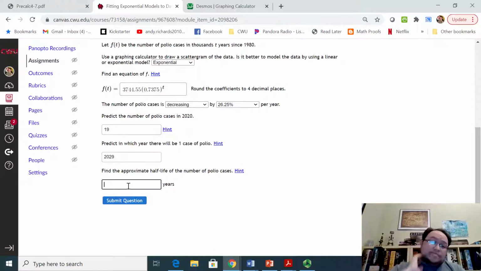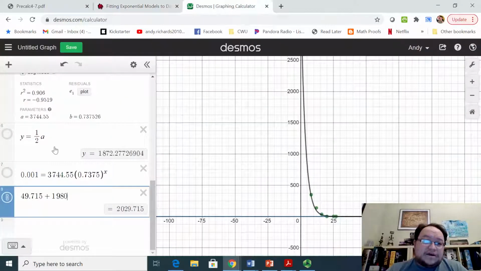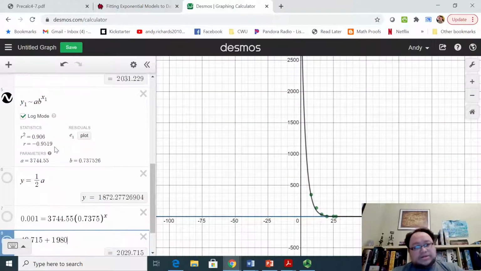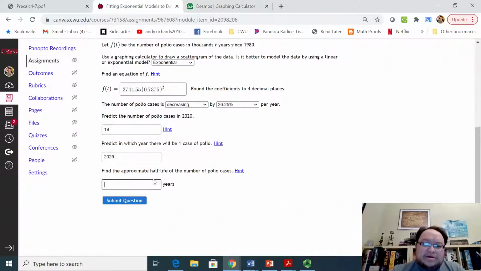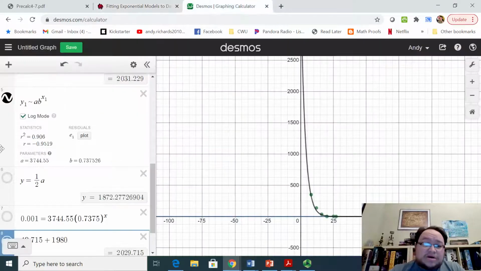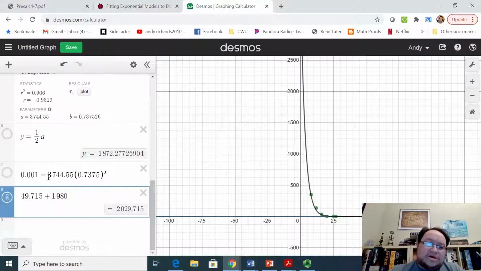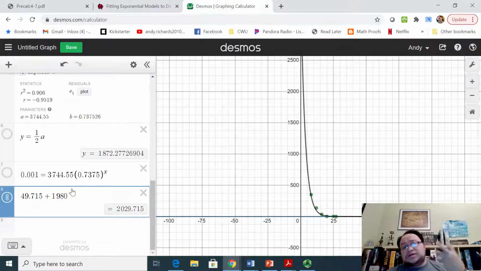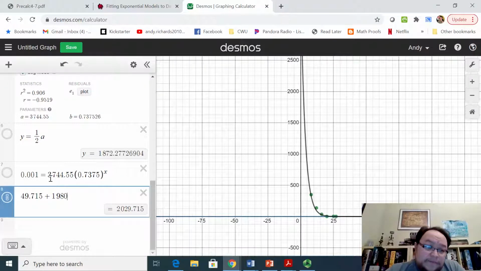And this last one is going to be when is there going to be the half-life of it. So again, Desmos is intuitive. If you talk about some variable a, then it's going to keep thinking of a as this 3,400 here. So when it asks, what's the half-life of it? This is our initial amount. So when we are first looking at this in 1980, we have what would this be?